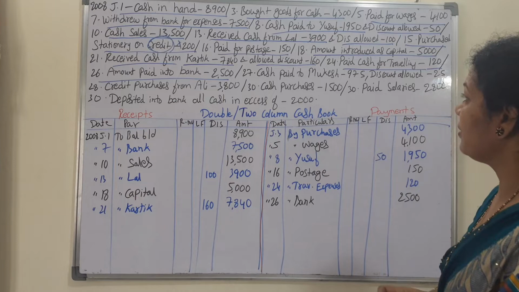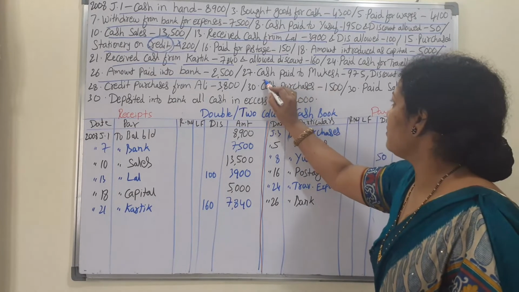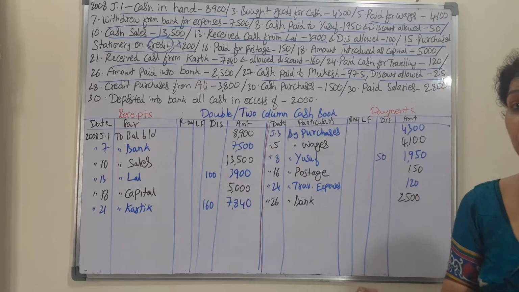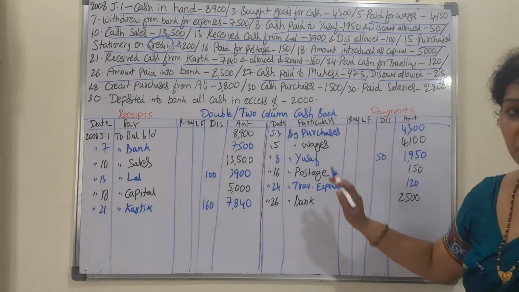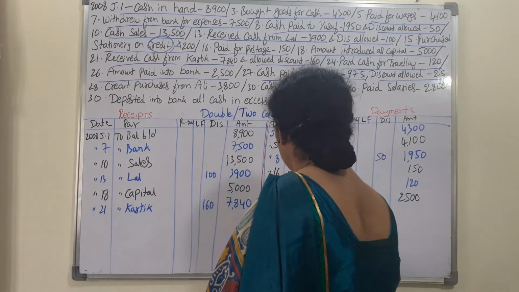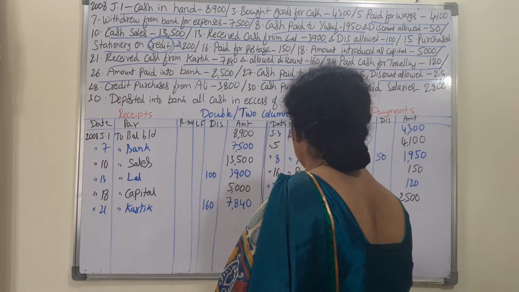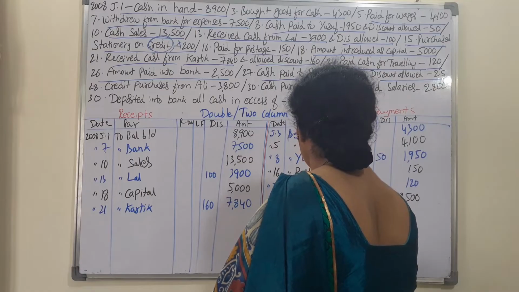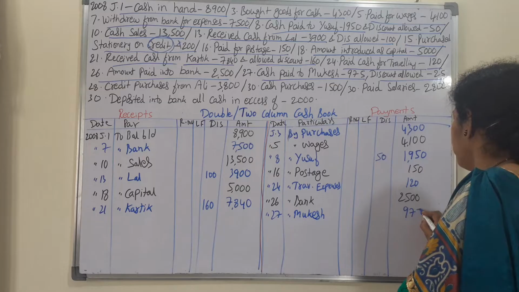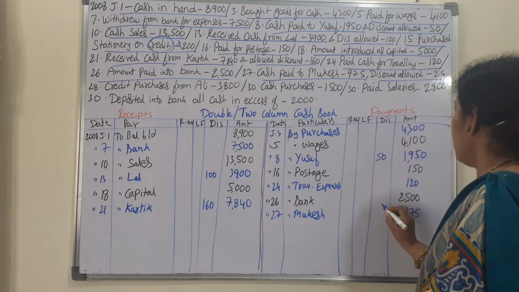Then after that, cash paid to Mukesh 975, discount allowed 25. Cash paid to Mukesh, payment to Mukesh, all the payments on the credit side. So we'll take it on the credit side, 27th, by Mukesh, 975. Discount allowed 25.